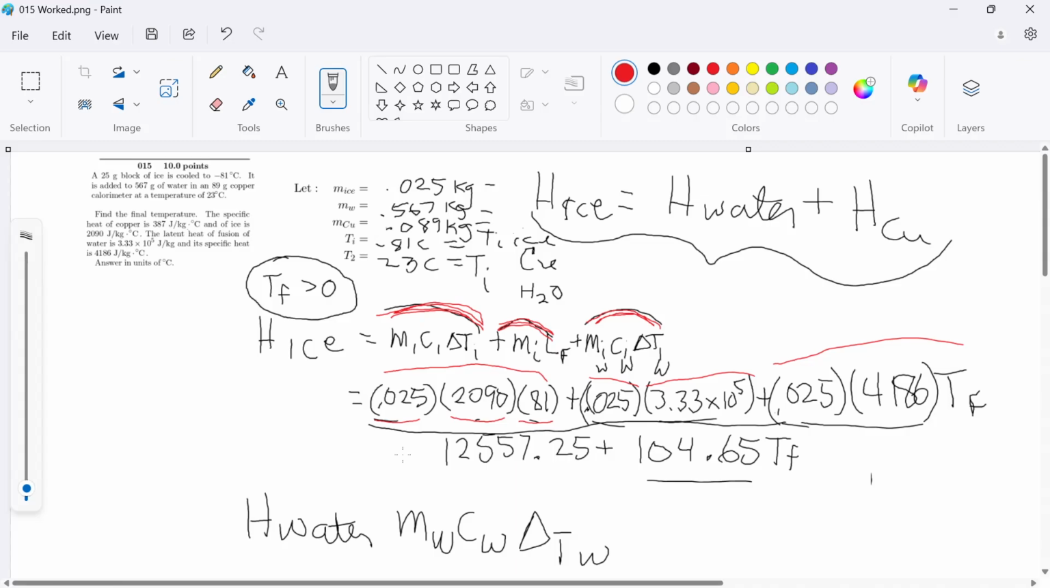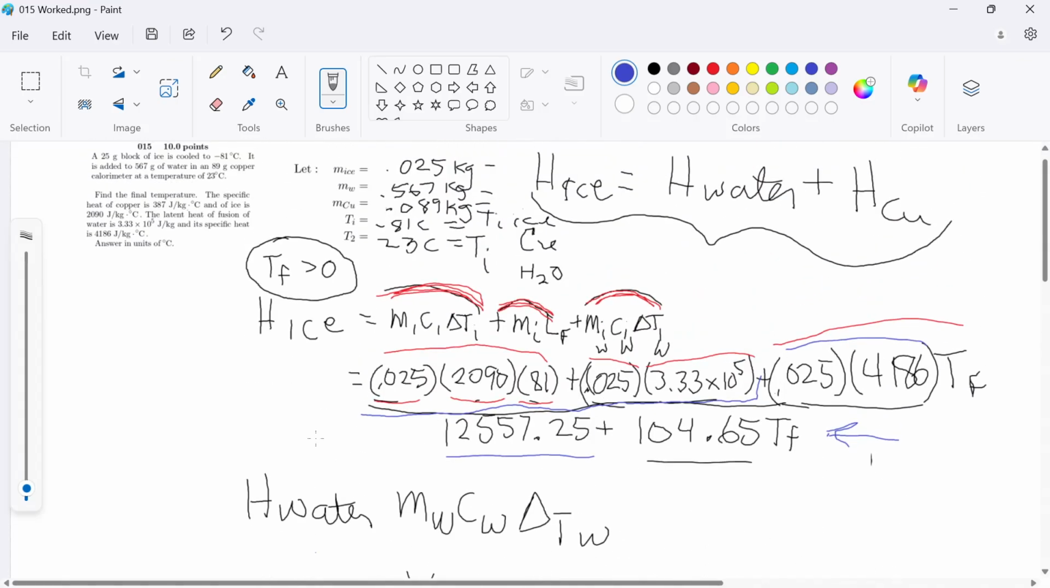So I will multiply these numbers together. I'm going to show this in blue. All of this stuff, multiply together and add it, is 12,557.25. And then this part, 0.025 times 4186, gives 104.65 T final. That is the heat gained by the ice.